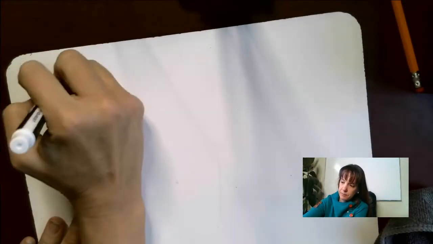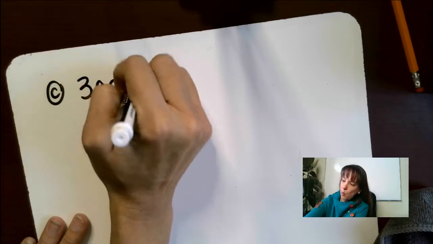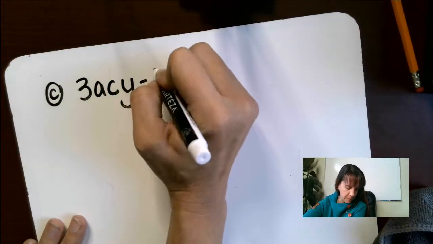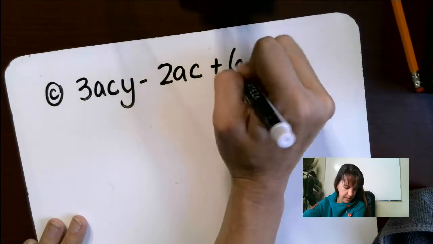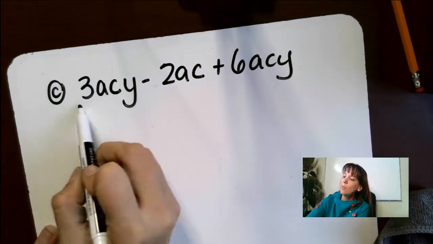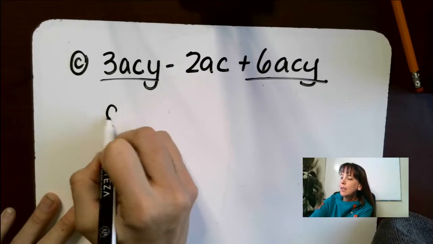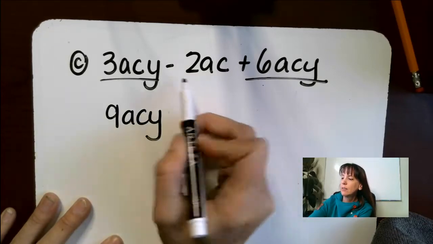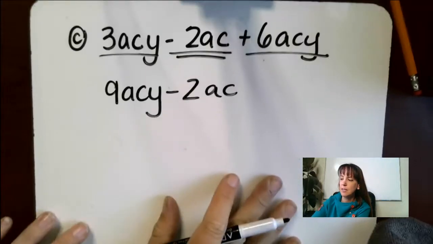All right, let's look at C. C is 3acy. Do you notice I wrote it in alphabetical order? Didn't copy it exactly. It's a good idea. Plus 6acy. We've got this guy and this guy. That is 9. Oops, sorry, I'm crooked there. 9acy. And then we have this one, minus 2ac. Excellent.